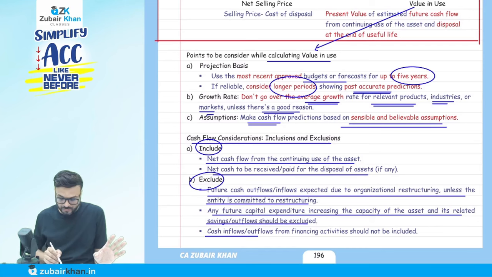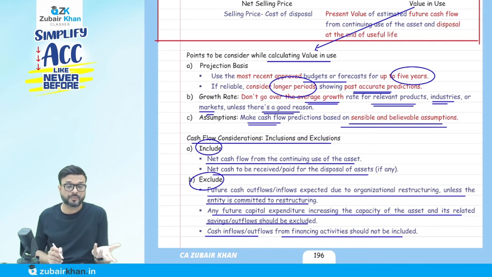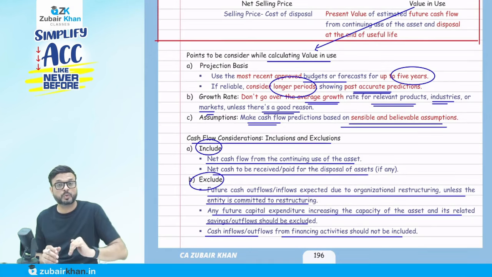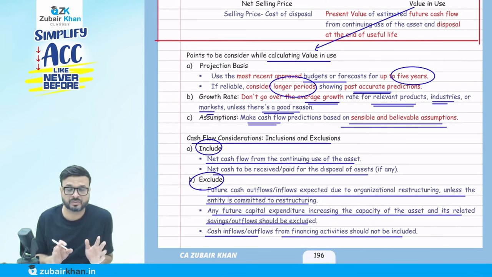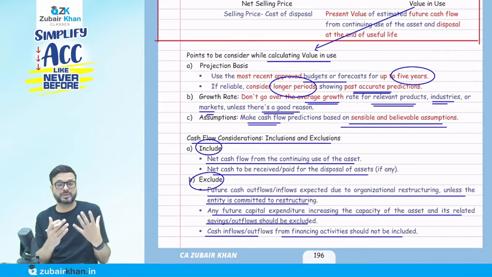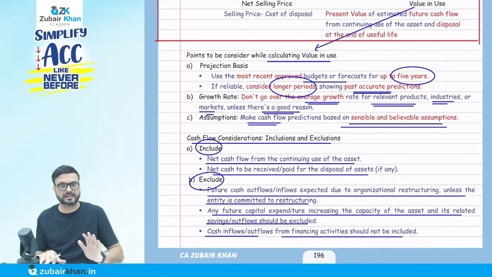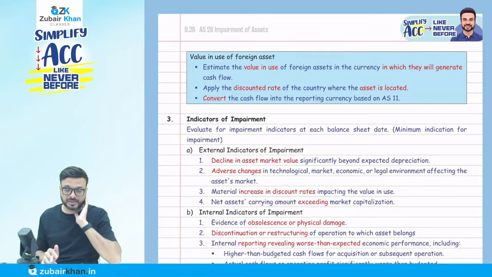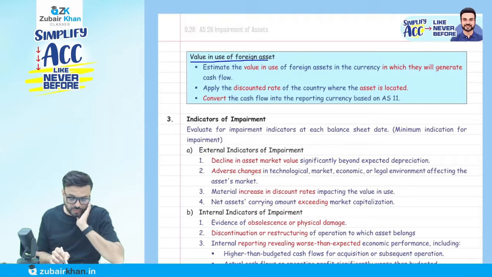Cash inflow or outflow from financing activity should also not be considered. If I say we are going to take a loan, we don't consider that type of cash flow from that particular asset. Only consider how much you're expecting over a period of the next 5 years. That's it. Then they say there's a concept of the value in use of a foreign asset.